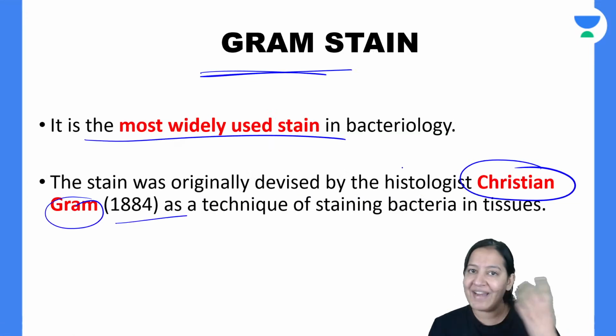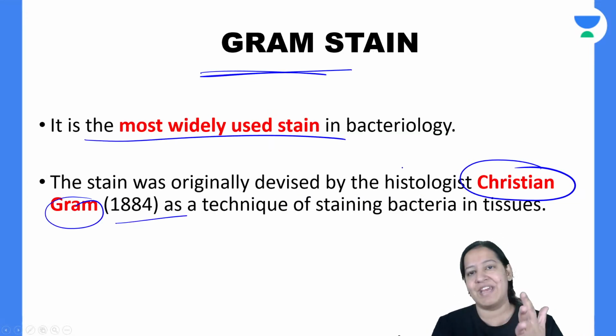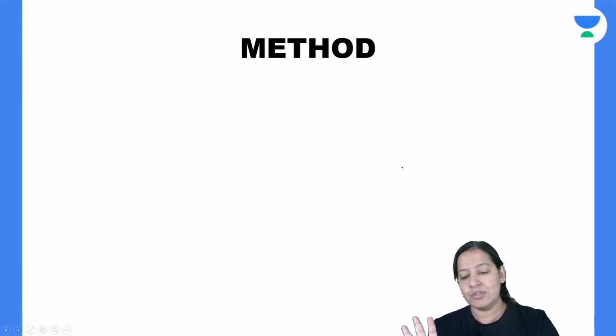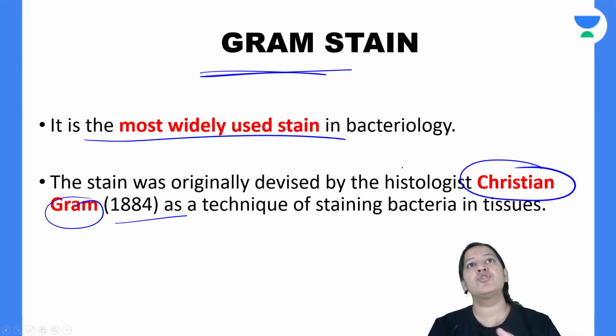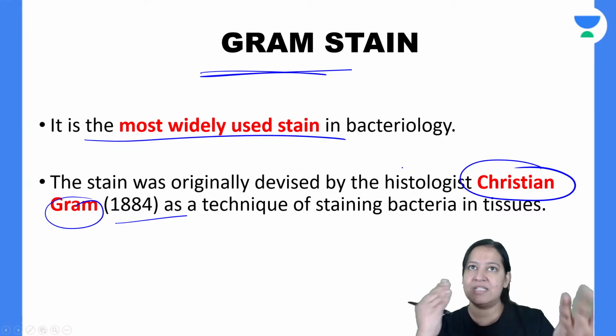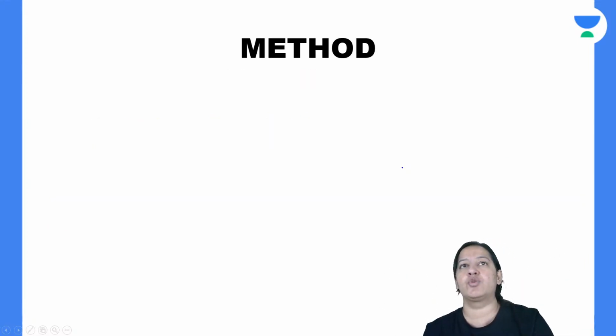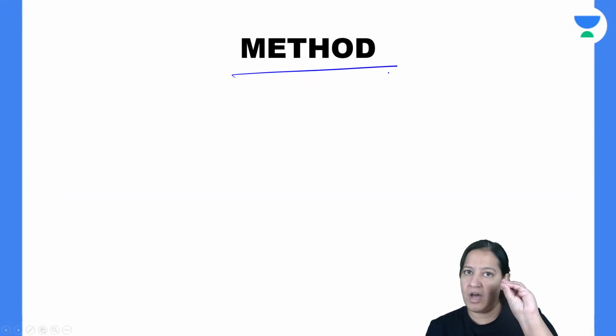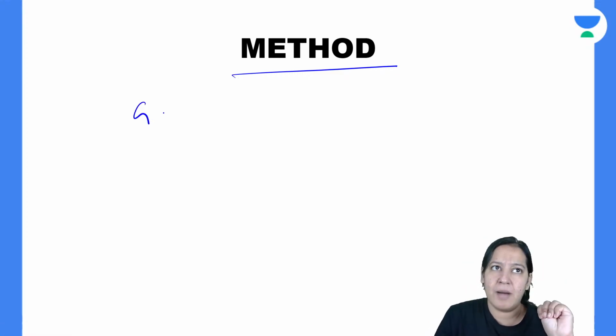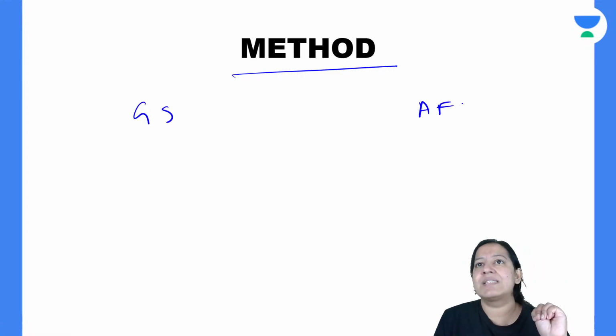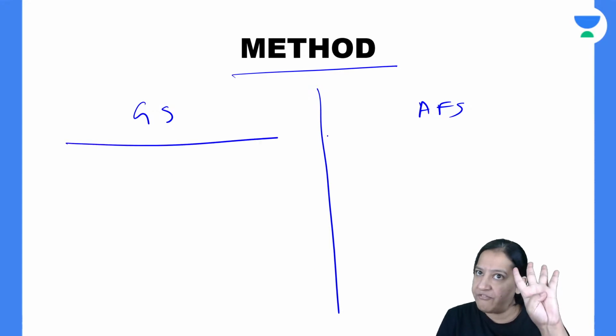We divide the bacteria based on this, gram positive and gram negative. So that is the most widely used stain. Our question was on acid fast stain, but you should know everything about gram stain also. So I will give you a comparative overview between the two stains. What is the method? There are 4 steps in both stains, gram stain and acid fast stain.